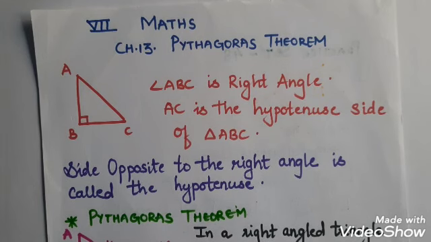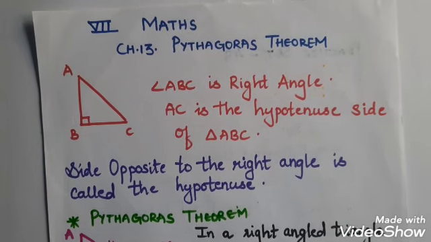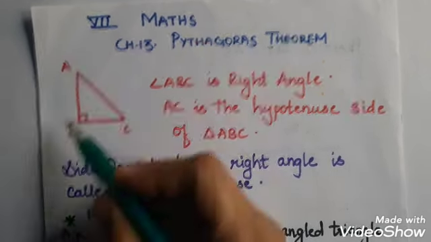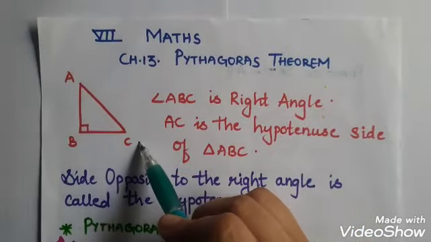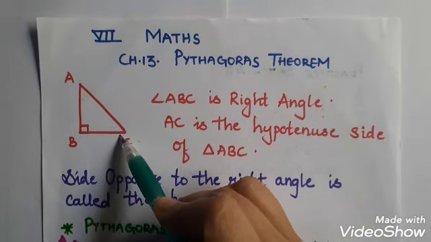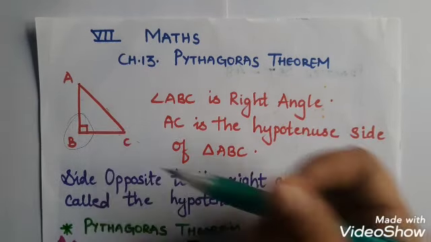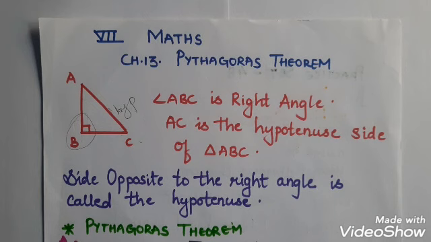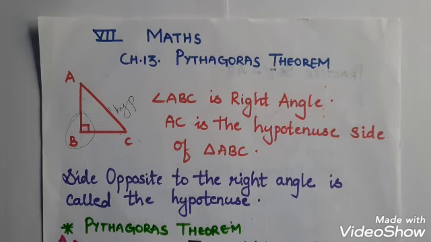Now, you can see a right angle triangle ABC is given to us. How do we know it is a right angle triangle? Because one angle in the triangle is shown as 90 degrees. That means angle B is 90, that means angle ABC is a right angle. Now, the side opposite to this right angle B is AC. So, AC is the hypotenuse side of triangle ABC. The side opposite to the right angle is called the hypotenuse side.